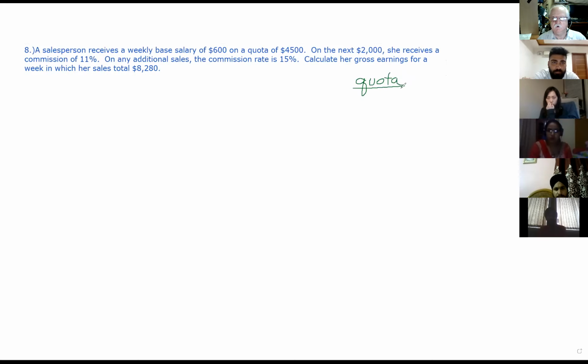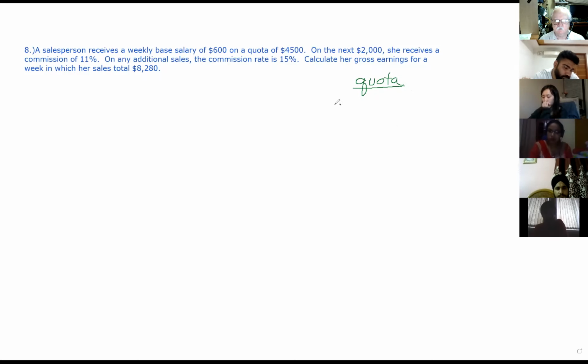A quota is basically how much she must sell. She must sell $4,500 worth of stuff in order to get her base salary of $600. If she doesn't hit that $4,500 often enough, they're basically going to let her go and find a better salesperson. So she gets paid $600 and they're hoping she'll sell $4,500 worth of stuff. And that's what they mean by a quota.